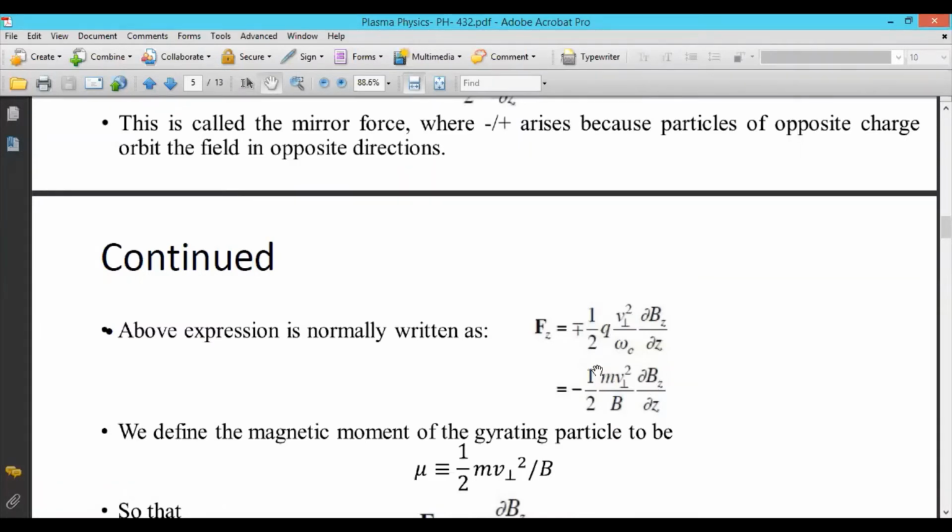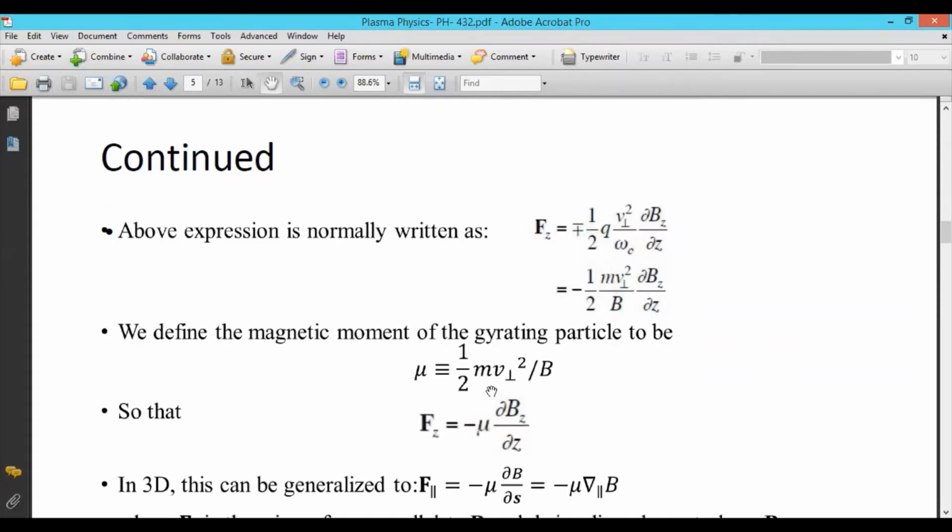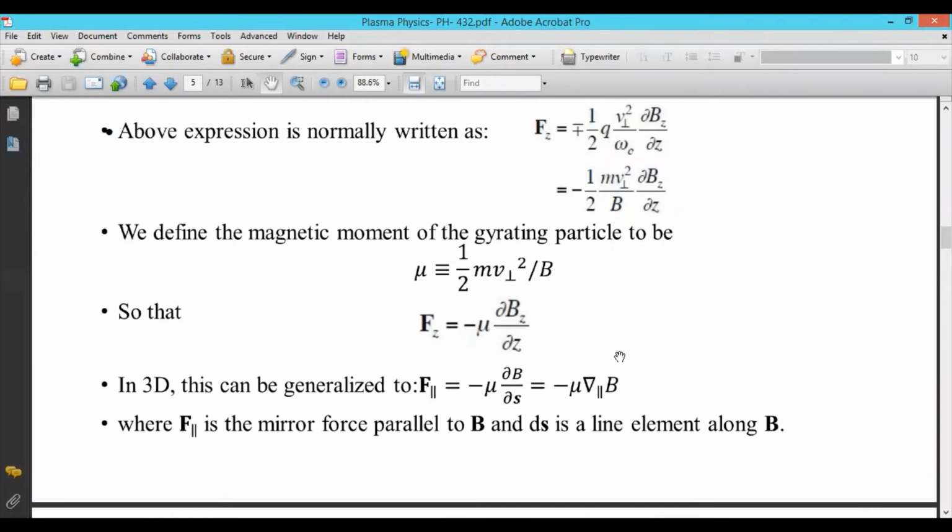So if we define a new term, the magnetic moment, mu equals 1 over 2 m v perpendicular squared over B, we can write F of z equals minus mu partial z of B z. And in 3D, we can write this force as F parallel equals minus mu partial sB, where partial s is the element of length along B, and F parallel shows us that we are moving in the direction of the magnetic field, that is along the z direction.